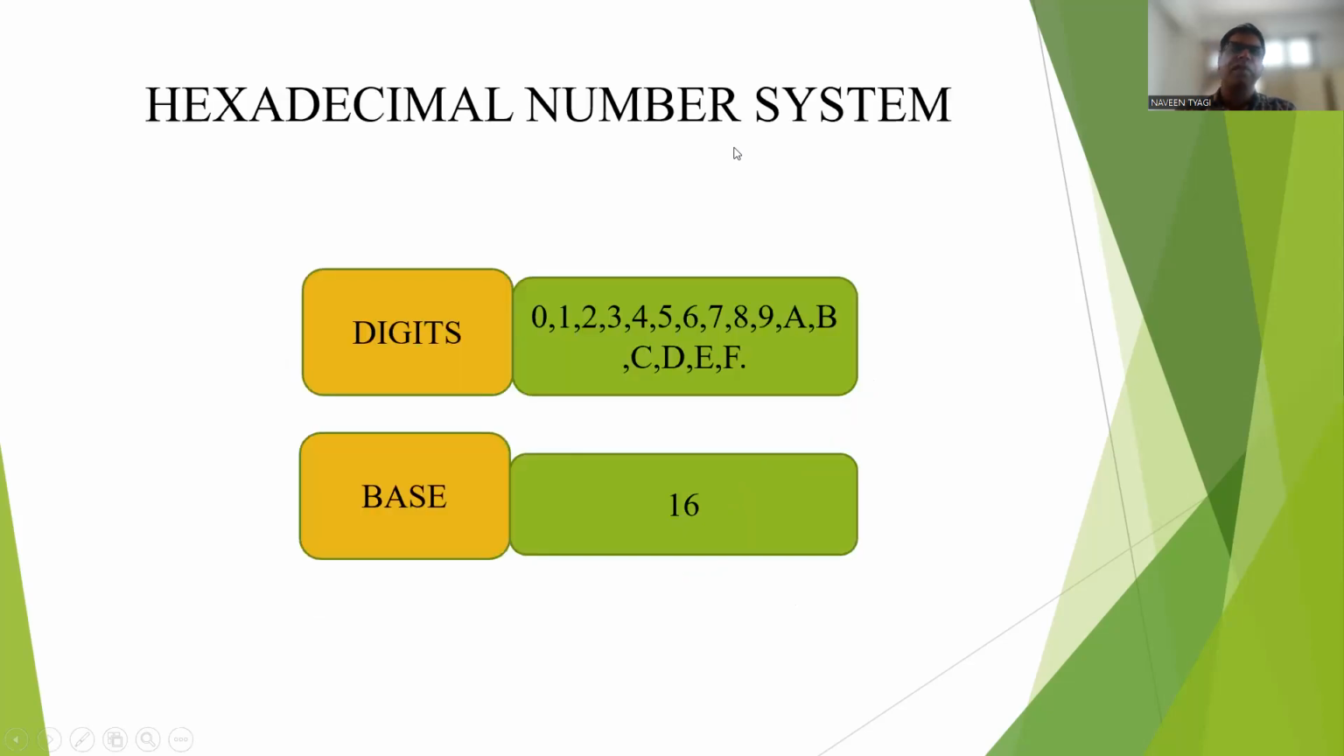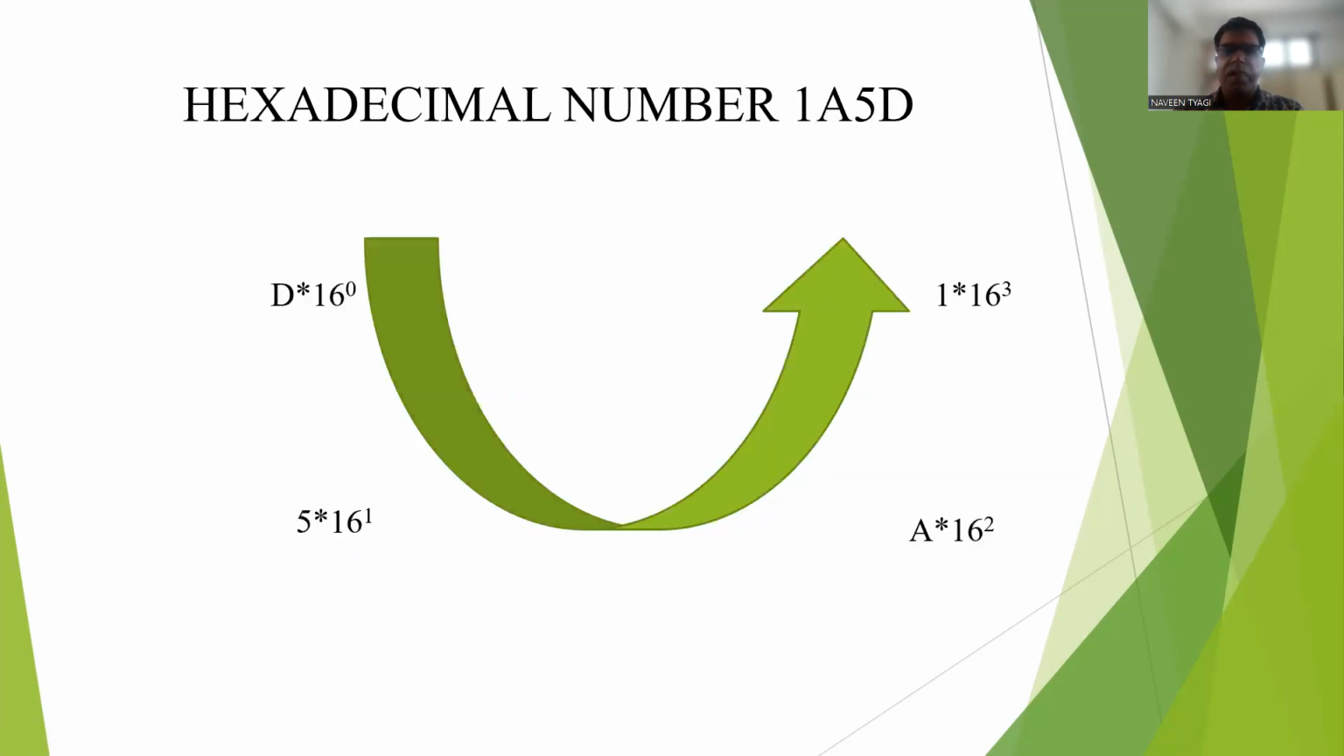Now, next is the hexadecimal number system. In the hexadecimal system, it is similar to decimal from 0 to 9, but after that, it starts from A and ends with F. It starts from 0 and ends with F. It has a base of 16.